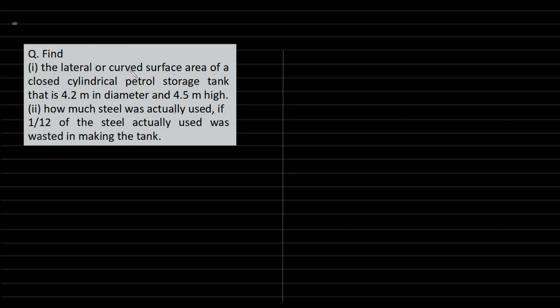Find the lateral and curved surface area of a closed cylindrical petrol storage tank that is 4.2 meters in diameter and 4.5 meters height. How much steel was actually used if 1/12 of the steel actually used was wasted in making the tank?